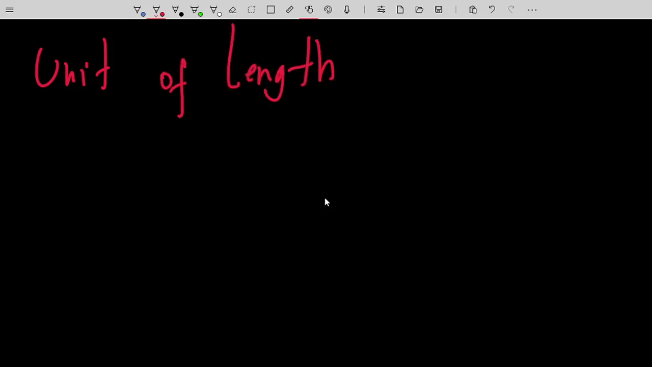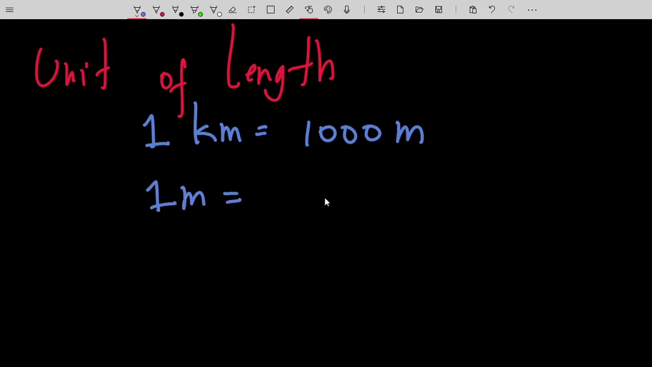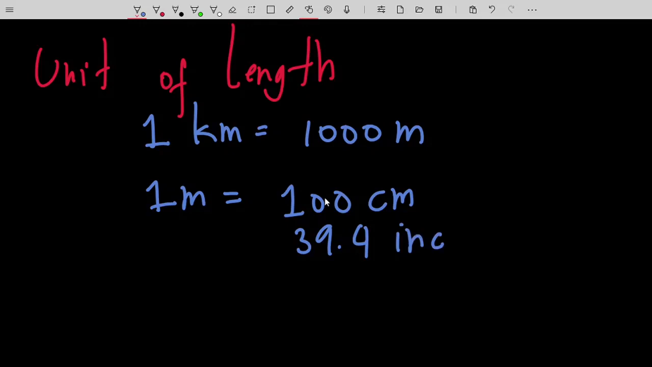Now, we all know that 1 kilometer is equivalent to 1,000 meters, and 1 meter equals 100 centimeters or 39.4 inches. Hopefully you are trying to take notes. We also have 1 yard is equal to 3 feet. These are some common conversion factors you want to keep in mind.